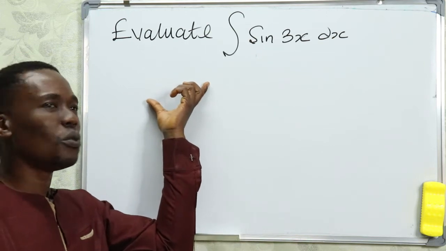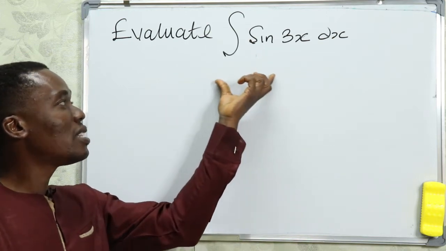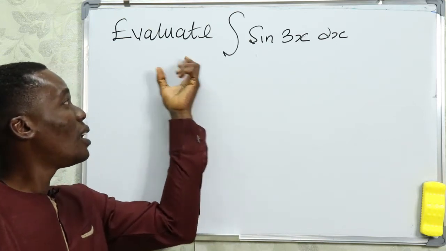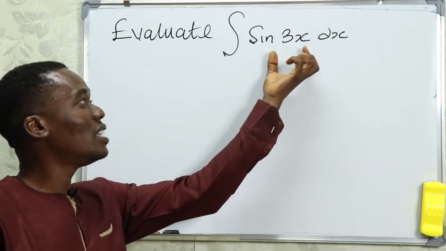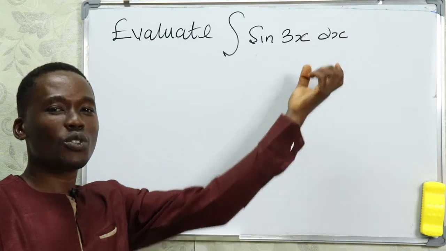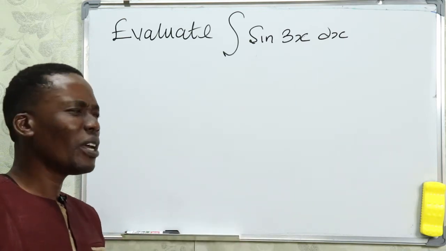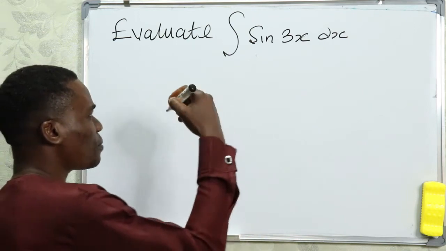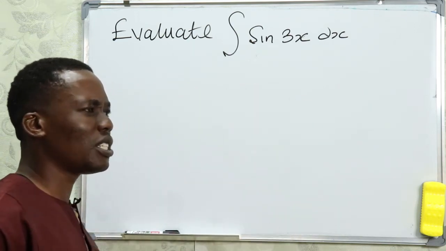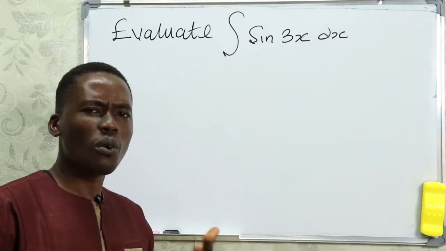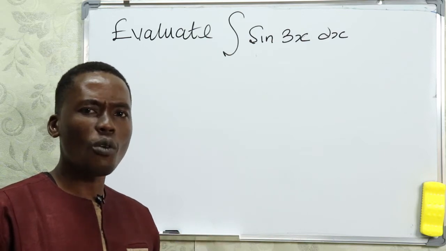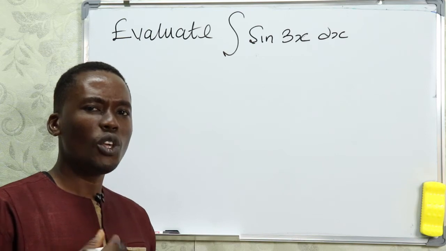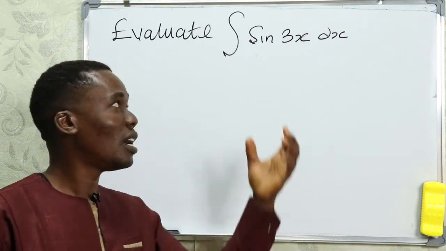The first question we'll be looking at is evaluate the integral of sine 3x dx. It says evaluate the integral value of sine 3x with respect to what? To x. Now we are not going to go very far in thinking about this, but remember when you are asked to integrate, integration is more like the reverse of differentiation. So when you differentiate something, you can reverse it back with what?